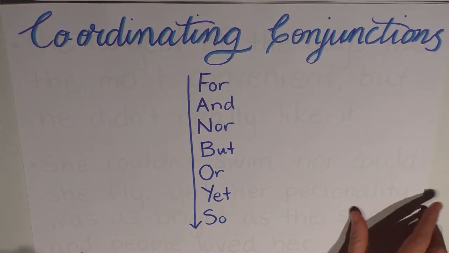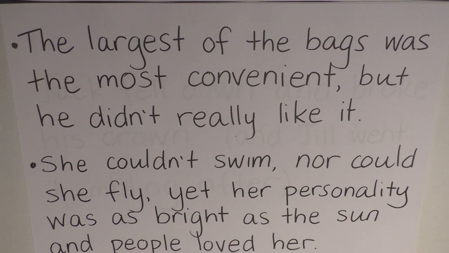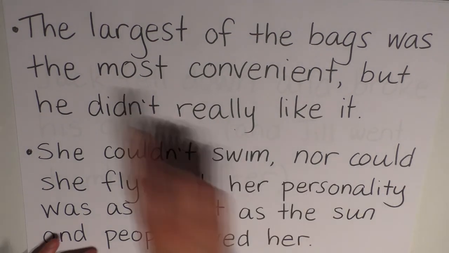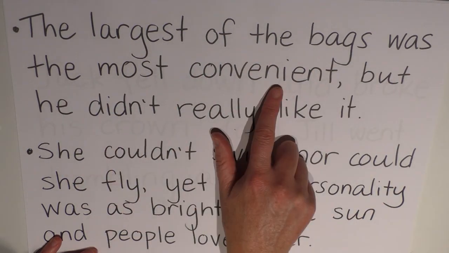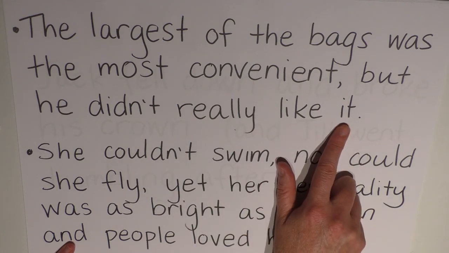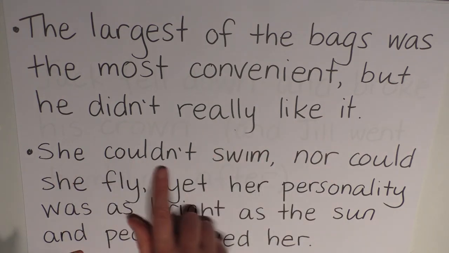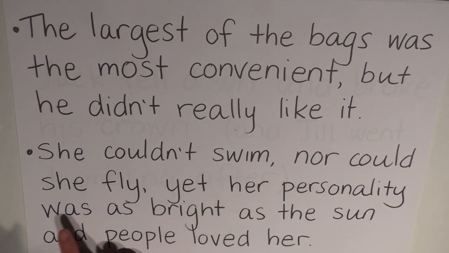Now we'll remove those coordinating conjunctions, and here are some examples for us. Our first sentence is: the largest of the bags was the most convenient, but he didn't really like it. And our second sentence is: she couldn't swim, nor could she fly, yet her personality was as bright as the sun and people loved her.